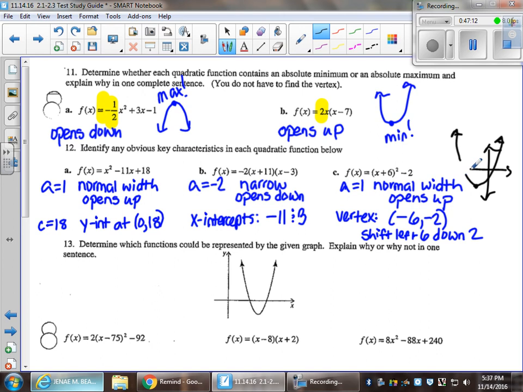How many roots do you have? How many roots? 2. 2 roots. So we get a lot from here.